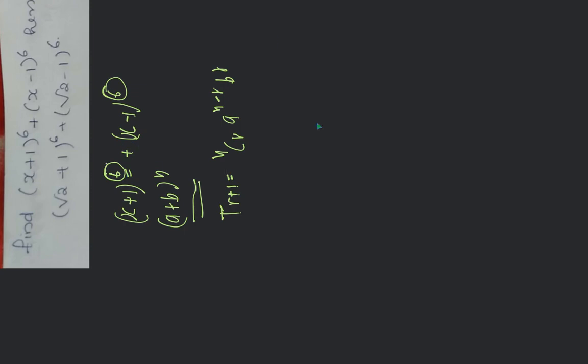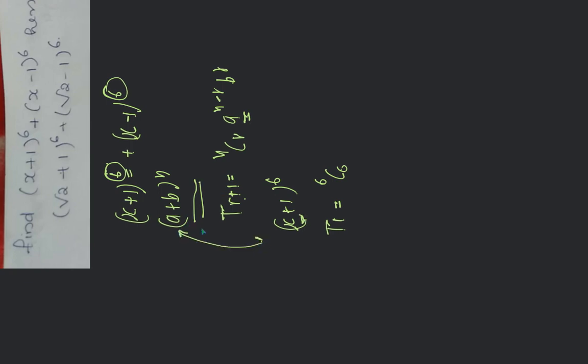Now talking about the first part, that is (x plus 1) whole to the power 6. What is the first term? If you want to find the first term, in place of r put 0. So t1 is equal to 6C0 into, what is the value of a here? The value of a is x, on comparing these two forms. So this is x to the power 6. And what is b here? b is 1, and any power of 1 will also give us 1. So this is 6C0 into x to the power 6.